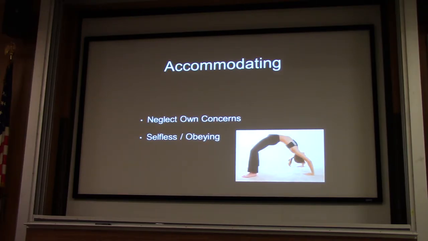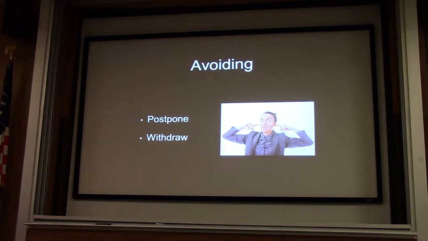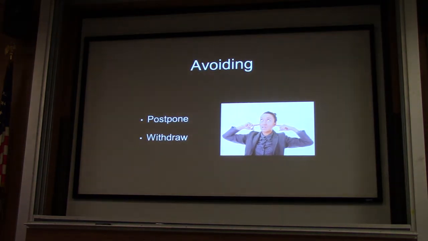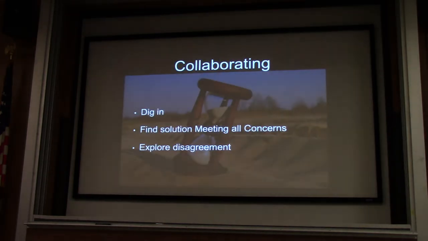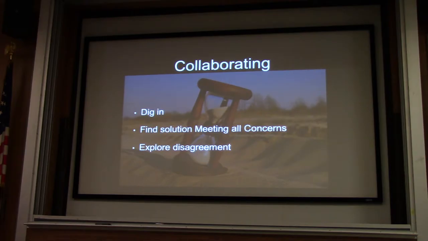So competing, if you found yourself here, you're worried about your own concerns, you're power-oriented. I thought of this as the gunner in medical school. Accommodating, you may neglect your own concerns. You're selfless, obeying, bending over backwards to make sure everybody else gets what they want, everybody is happy. Avoiding, you just get out of there. You don't want to worry about the conflict, you don't want to see conflict, you don't want to think that it's there. Postpone it, withdraw from it.